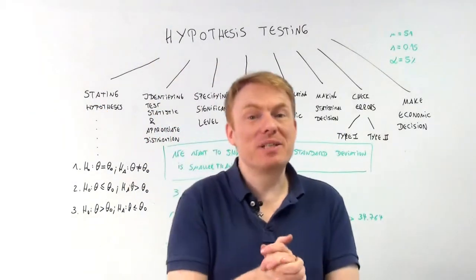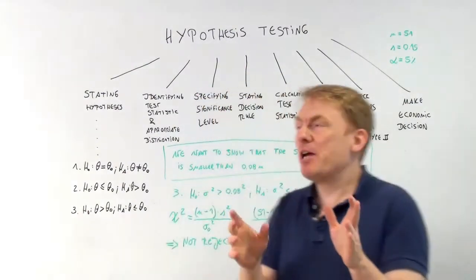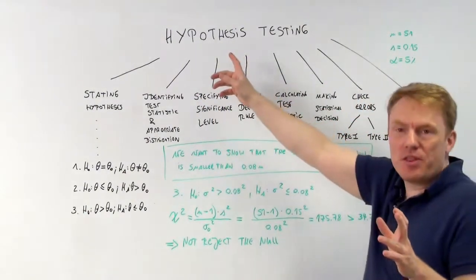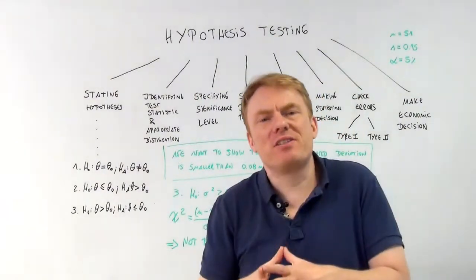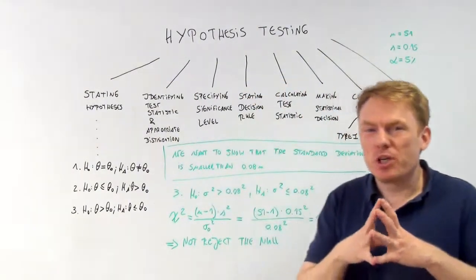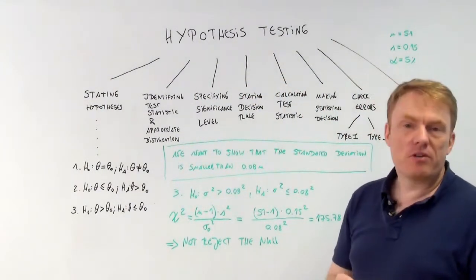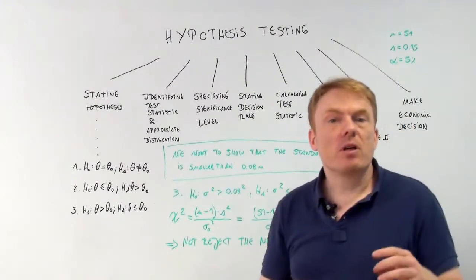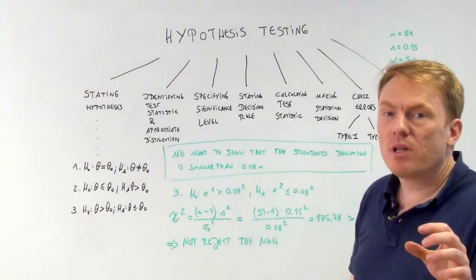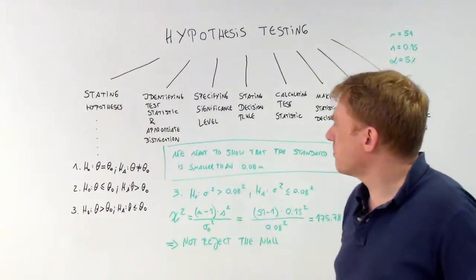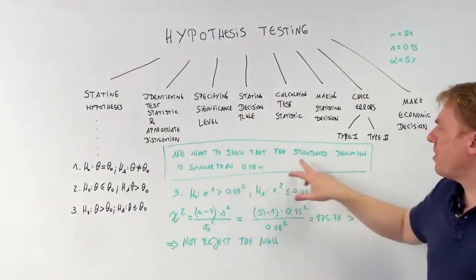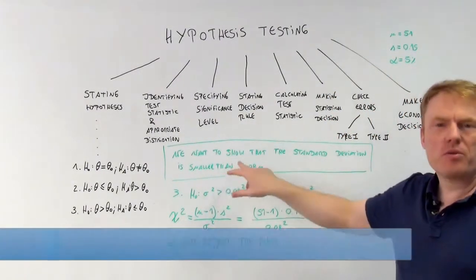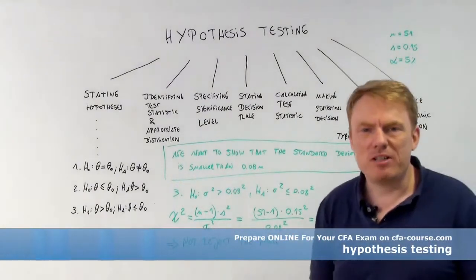We're talking about sampling, we're talking about hypothesis testing. There are different steps in hypothesis testing and we want to show it. We want to show those steps talking about a test concerning a standard deviation or a variance. So, we want to show that the standard deviation is smaller than 0.08 meters.